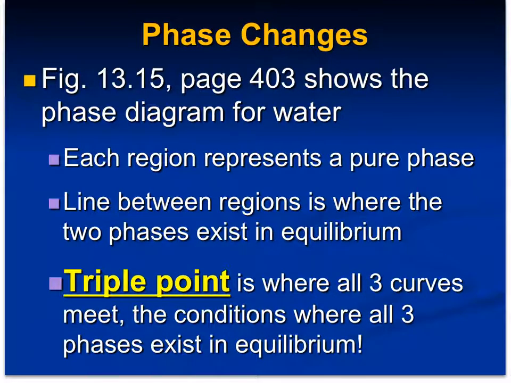On the next slide, we're going to look at one of these phase diagrams. You're going to see three different colored regions, and each region represents a pure phase. Again, a solid, liquid, or gas. There's a line between each of these colored areas, and this is where both phases exist in equilibrium. And there's a special point on the phase diagram that I want you to pay attention to. It's called the triple point, where all three curves meet, and the conditions at which all three phases of matter exist in equilibrium. I just think that's pretty cool that there is a specific temperature and pressure at which you could actually find all three states of matter.